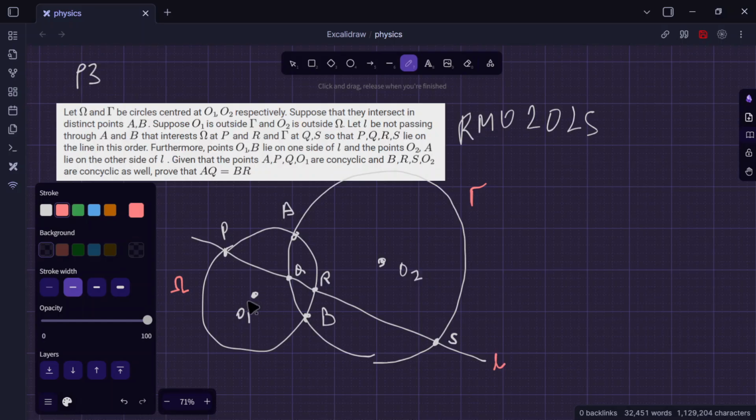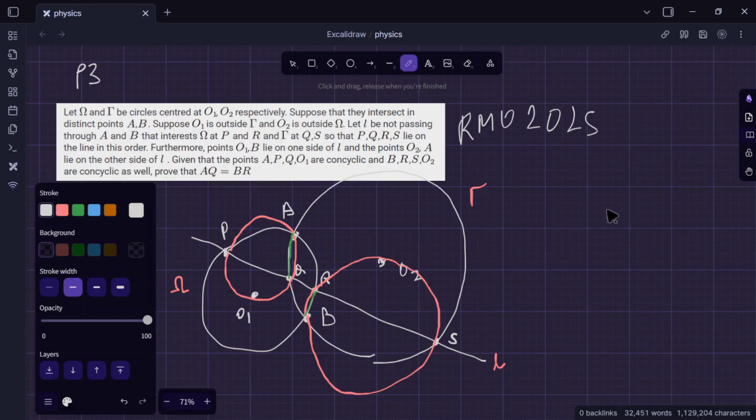and O1B lie on one side of L, and O2A lie on the other side. Now we're given that A, P, Q, O1 are concyclic, and B, R, O2, S are concyclic. And we are asked to show that AQ, this length, is equal to BR. Interesting.